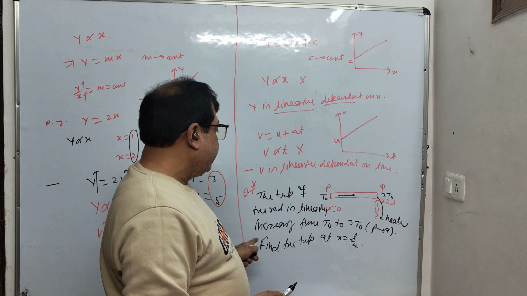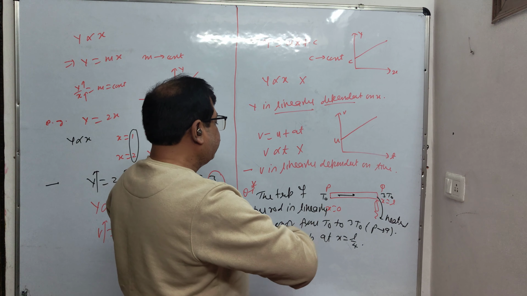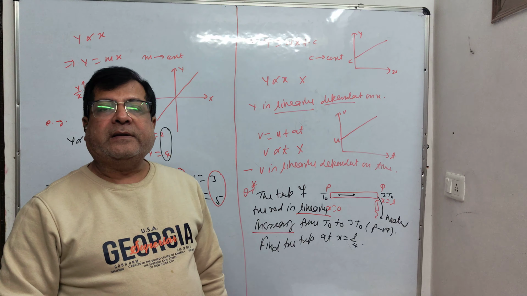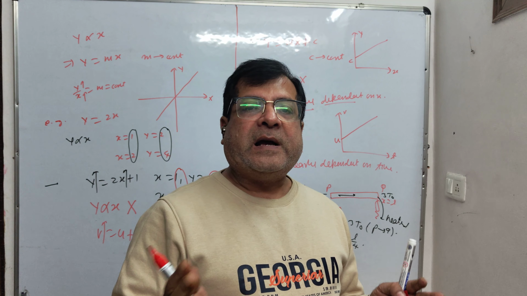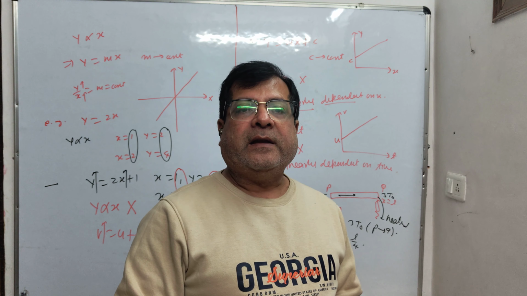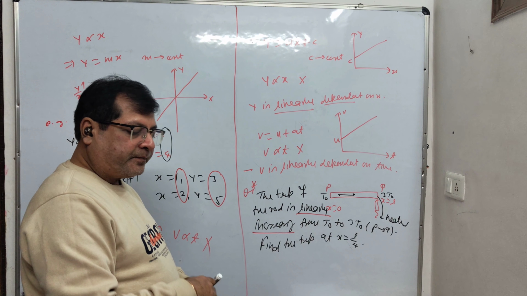But one word is written at this point. It is linearly increasing. It is not directly proportional. It is linearly increasing. So of course its graph is not passing through the origin. It must be in the form of y is equal to mx plus c. So how can one approach this question?